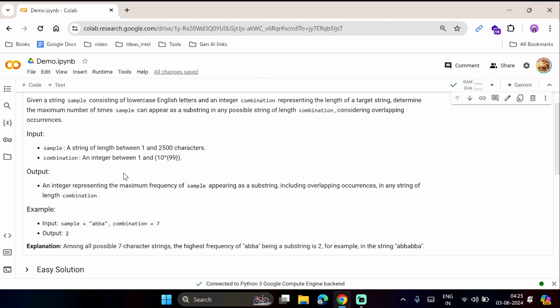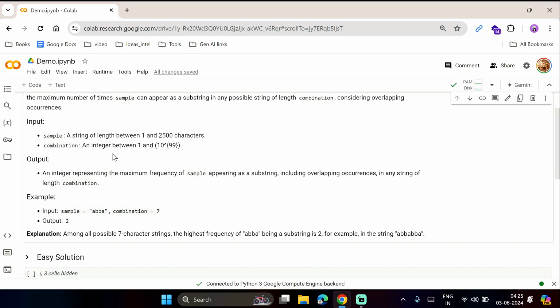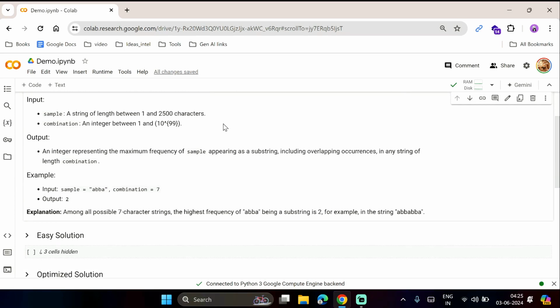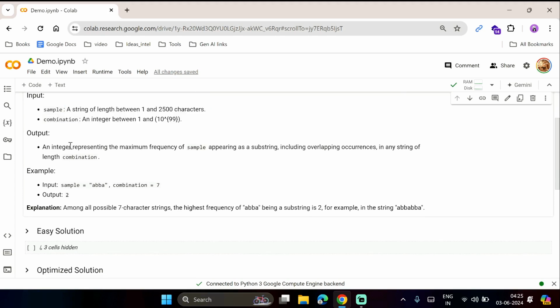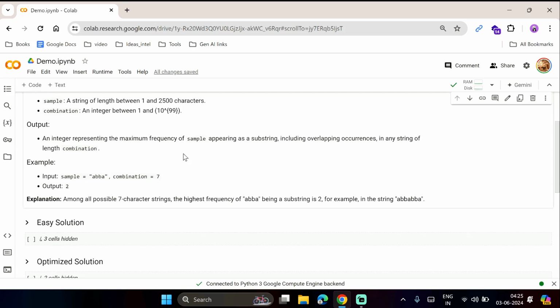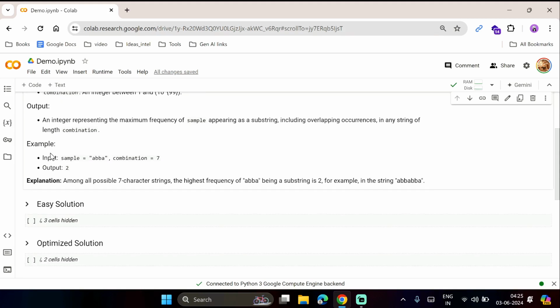There were some constraints as well. For example, the sample string can have a length between 1 and 2500 characters, and the combination, which is an integer, can be between 1 and 10 to the 99. We will discuss this a bit more later. The output will be just an integer representing the maximum frequency of sample appearing as a substring, including overlapping occurrences.